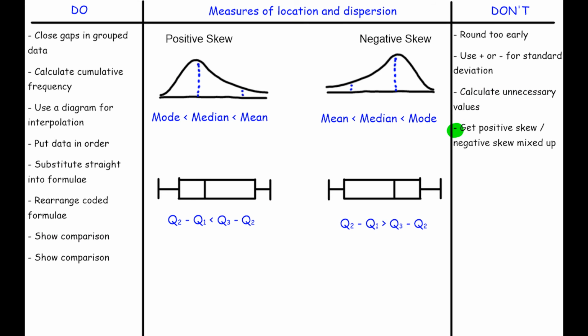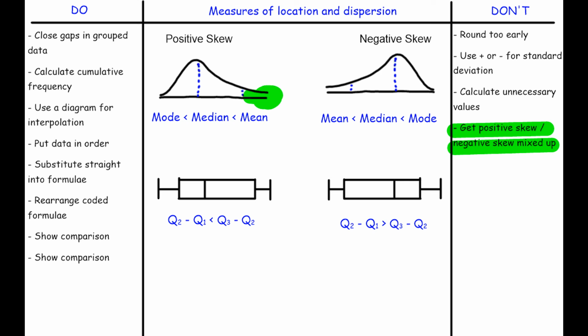Okay, and the next thing to look for here is the positive and negative skew. Do not get them mixed up. So how do we identify positive skew? We're going to look at the diagram. Whichever direction it's been stretched out in, that's what we call the skew. So this has been stretched out into the positive direction, that's the skew.